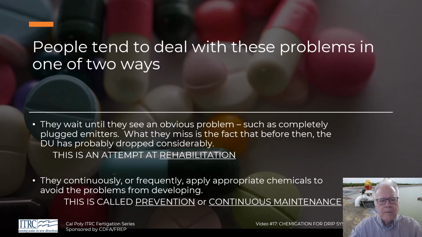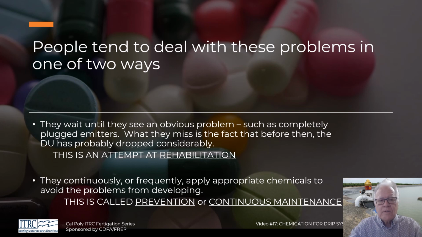As usual, there are two ways people approach these problems. One is they believe in miracles, and so they just don't even notice anything until they have real serious problems. Often they're completely plugged emitters. Some people really recognize that as a problem. What's more complicated is that all that time, it's not just the plugged emitter, but the partially plugged emitters that are really ruining their distribution uniformity, and that's not so obvious. So this is what we call rehabilitation, where everything's messed up, and somehow you have to improve things and get them better. That's a little tough sometimes, by the way.